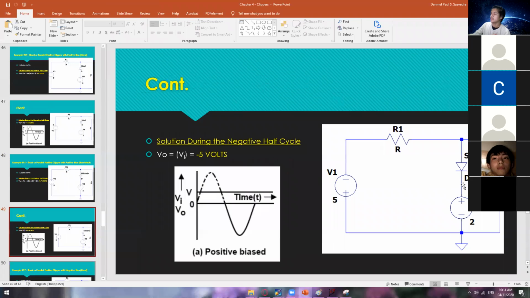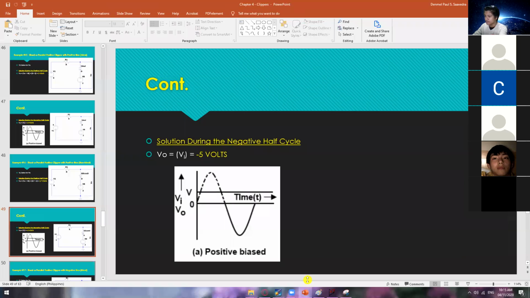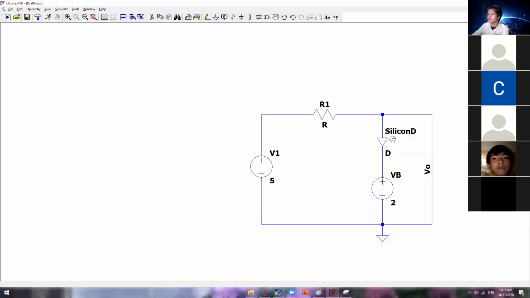And then during the reverse bias, so negative connected to the positive and then positive connected to the negative. So still, even though this one now is a silicon diode, this one now is an open circuit since our V sub I is always greater than V sub B. So as a result, we will get still negative 5 volts. So let me just change this one. Negative half cycle.